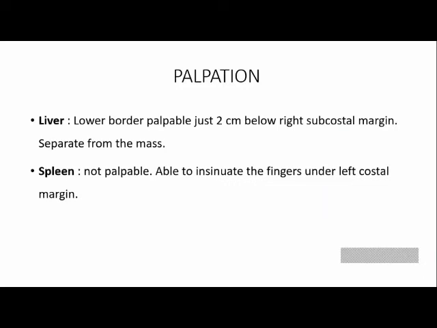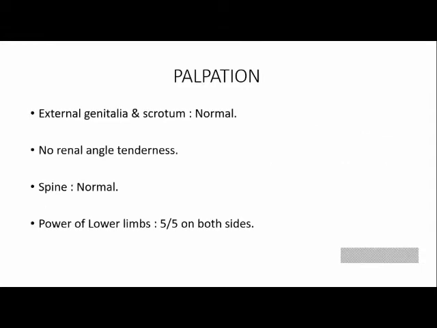On other organ examinations, the liver border is palpable just 2 centimeters below the right subcostal margin, which is not continuous with the mass. Spleen is not palpable; I am able to insinuate the fingers under the left costal margin. External genitalia and scrotum are normal, testis palpable. No renal angle tenderness present. Examination of spine is normal. Power is 5 by 5 in both lower limbs.